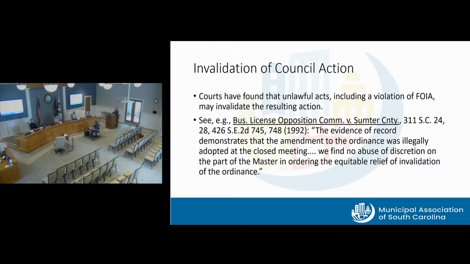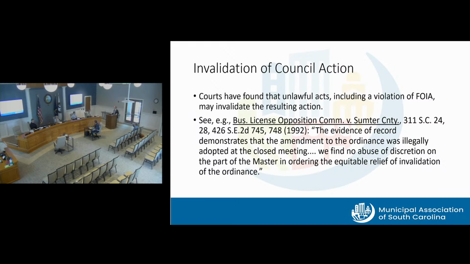I want to emphasize that in some cases, a violation of FOIA can actually invalidate the resulting action. There's several cases on this, but one case I cited is Business License Opposition Committee versus Sumter County. And I just have the quote where the court said, "We find no abuse of discretion on the part of the master in ordering the equitable relief of invalidation of the ordinance."